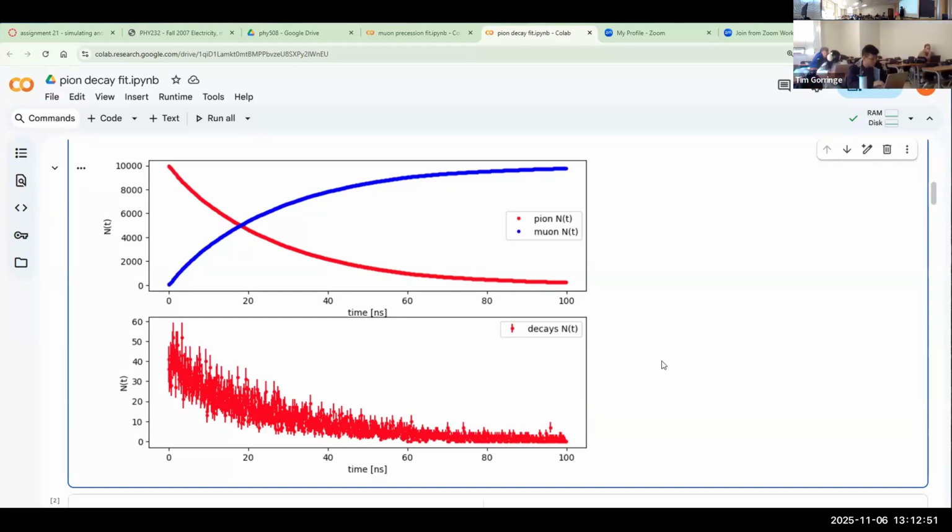We sampled all pions, but the number of muons is a function of time. It's the pions decaying to muons. So we see that losses of pions are gains for the muons. These are the number of decays as a function of time. For each time bin, there was a change in the number of pions and a corresponding change in the number of muons. That was the number of decays. And here I'm plotting the number of decays. So these are much smaller numbers.